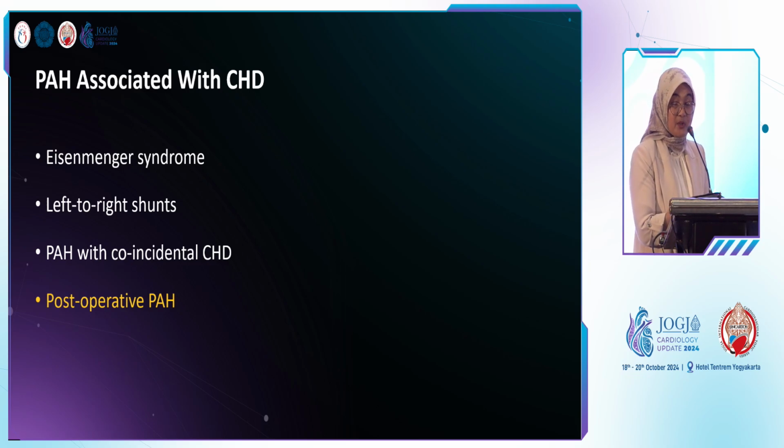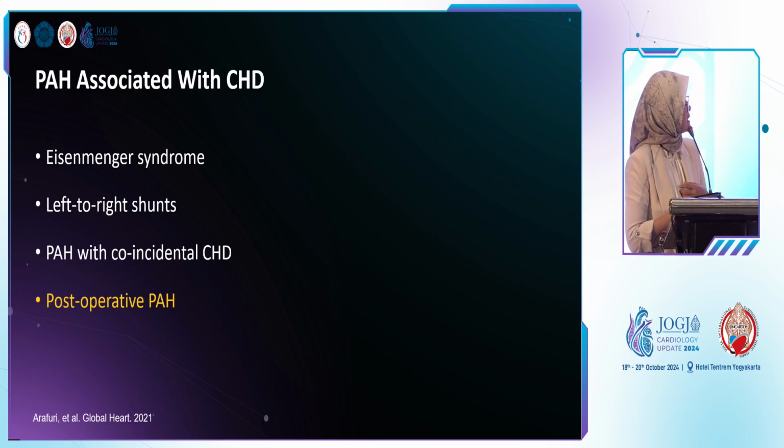And this pulmonary hypertension associated with congenital heart disease has 4 main categories. First is Eisenmenger syndrome, and second is the left to right shunt. And the third one is pulmonary hypertension with a small shunt. And the last one is post-operative pulmonary arterial hypertension. Post-operative pulmonary arterial hypertension actually has the poorest outcome compared to the others.